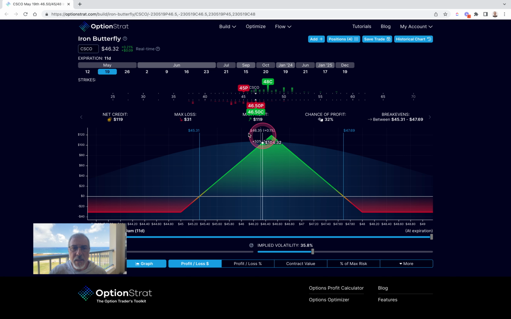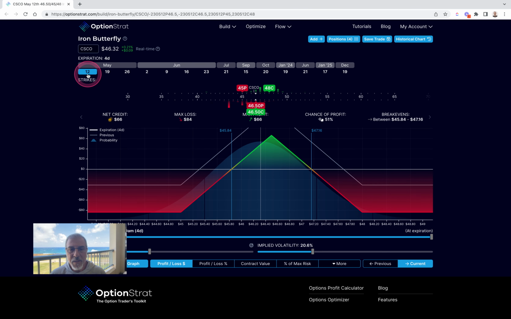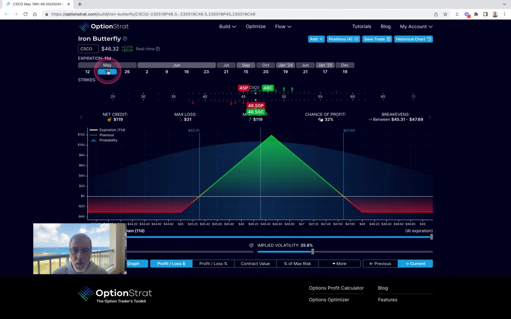So look at the amount of credit this trade would bring in when we put it on around earnings, compared to if we put it on this week. We're only going to get $66 in credit. Part of that is because it's a week earlier, so there's a week less time decay. But the bigger part is the volatility aspect, the fact that there's a big unknown a week out, or a week and a half at this point, around earnings.